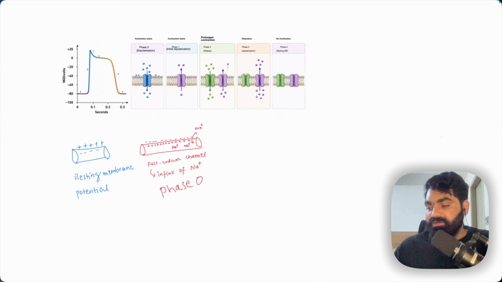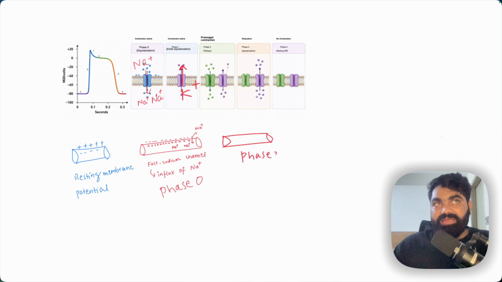You have to remember that the fast sodium channels are responsible for the influx of sodium inside the cells, and that is the reason depolarization is happening. You can also see here a lot of sodium comes inside the cell. Next is the initial repolarization, which is not an actual repolarization, but some of the potassium ions go outside the cell through potassium channels. This helps in phase 1.